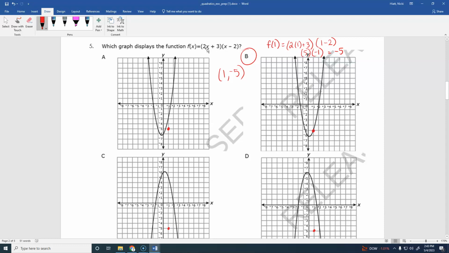If you plug in 0, that's going to find your y-intercept. The x-intercepts of this, if you set this equal to 0, are going to be at x equals 2, and then you'll have 2x plus 3 equals 0. So you got 2x equals negative 3. So x equals negative 3 halves, which is negative 1.5. So you should have x-intercepts at negative 1.5 and positive 2. This one also has those same x-intercepts, though, so you want to be careful with that.